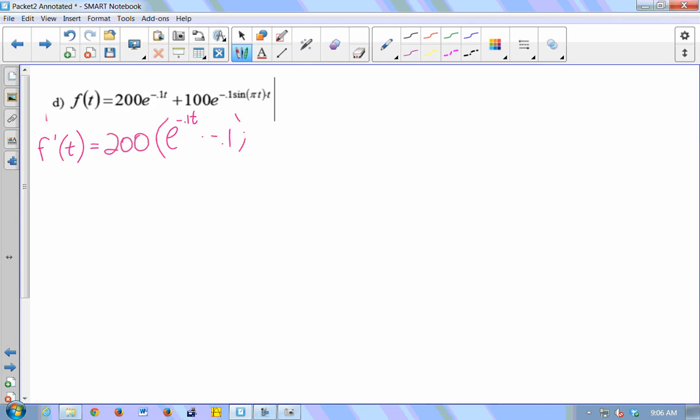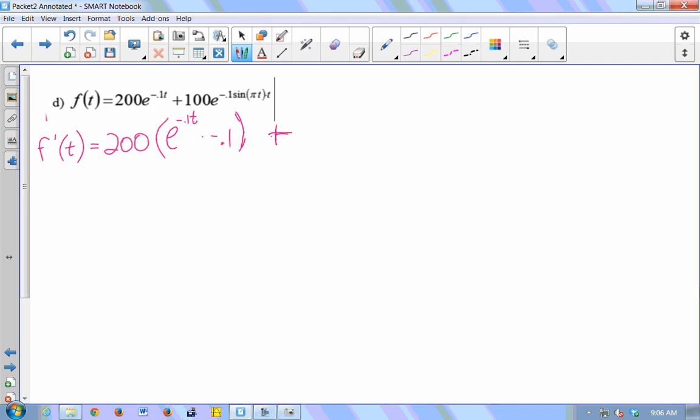That's e to some stuff, right? So the derivative of e to some stuff is just e to that stuff times the derivative of the stuff. And the derivative of negative 0.1 t is negative 0.1. So that can be simplified quite a bit, but I'm going to just leave it for now, and I'll simplify it in the next line. For now, I'm going to move on to the derivative of the next term.